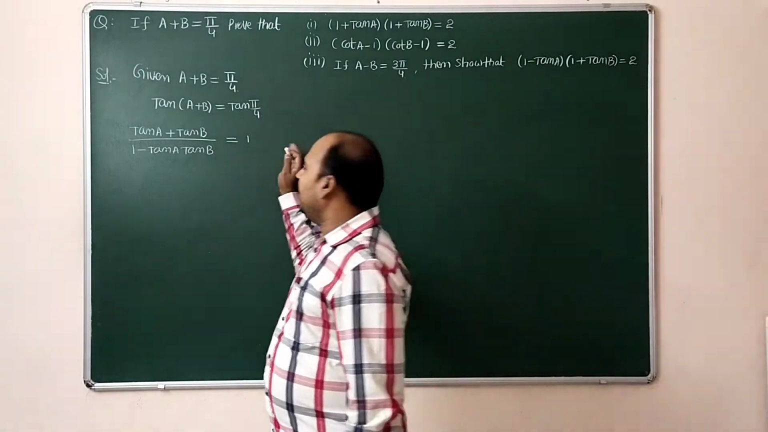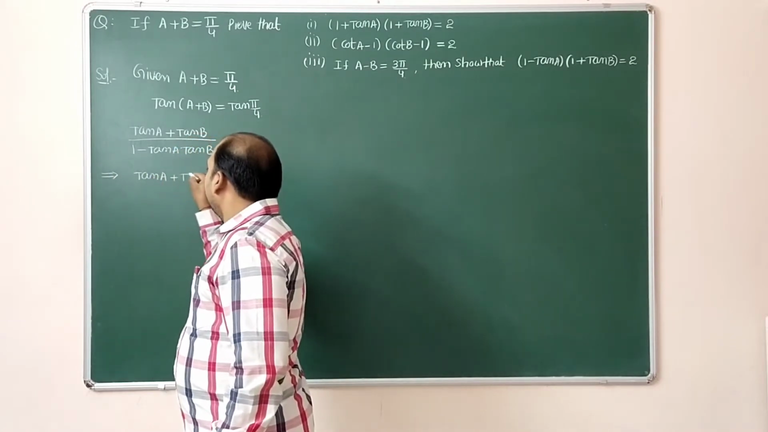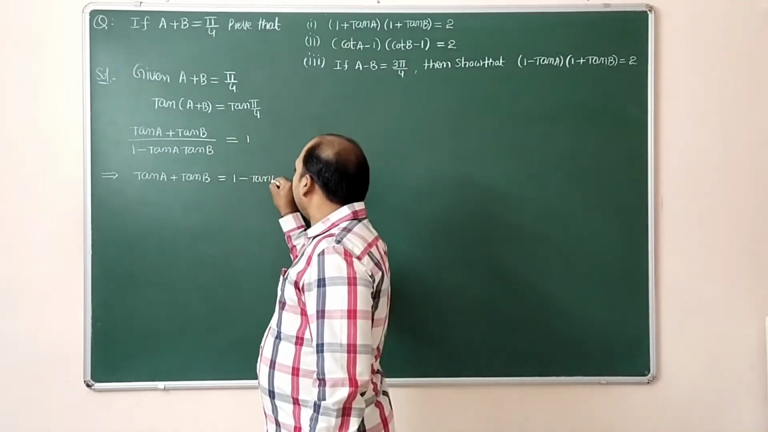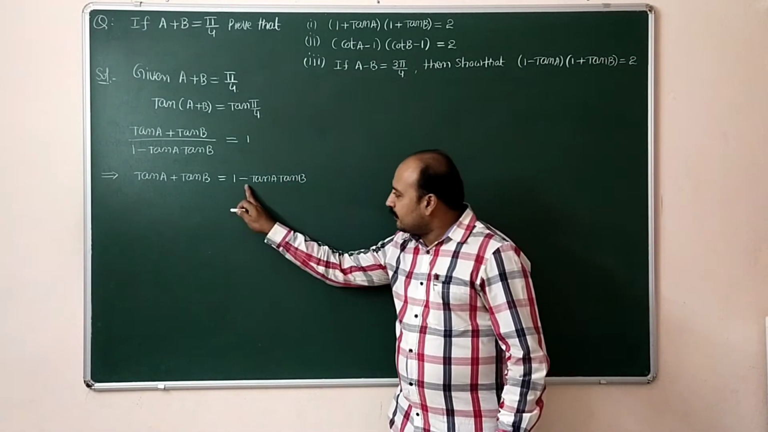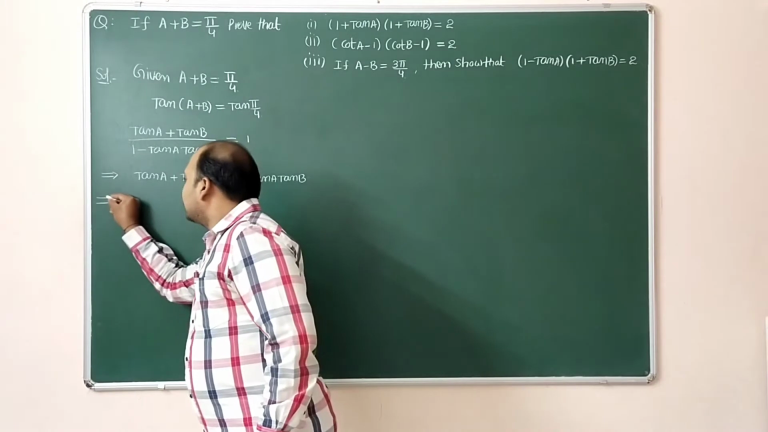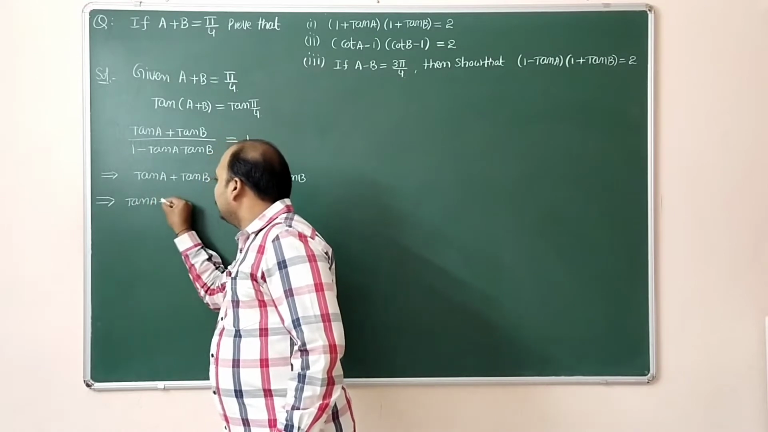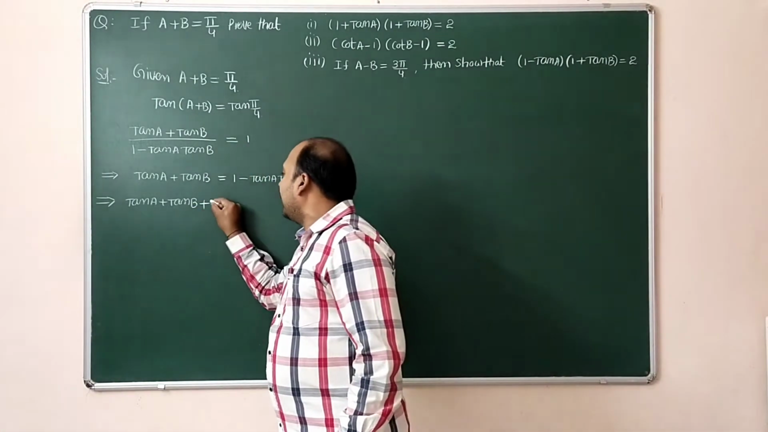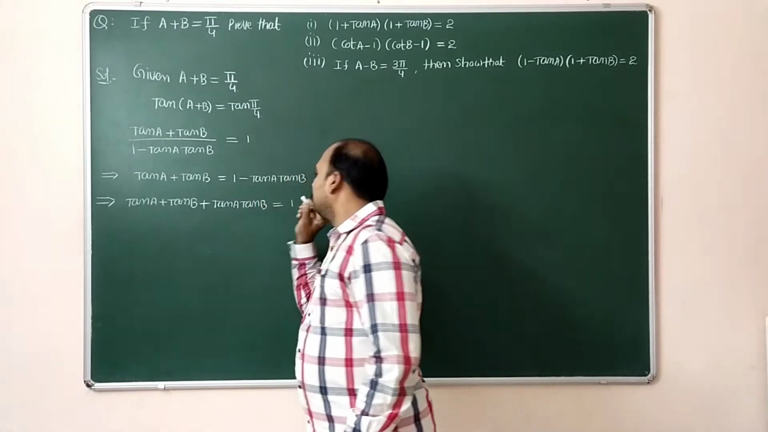So, now cross multiply, we get tan a plus tan b equals 1 minus tan a into tan b. Now what I am doing is taking minus tan a tan b to the LHS. So that implies tan a plus tan b, and minus tan a tan b we are taking to this side, plus tan a tan b, which is equal to 1.